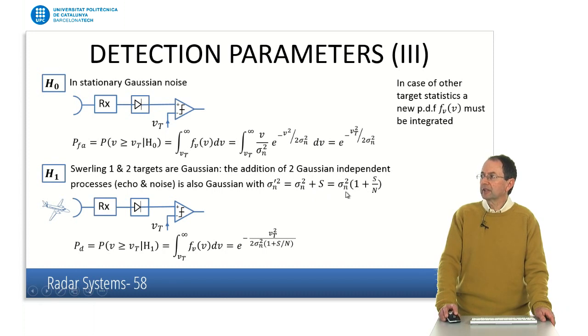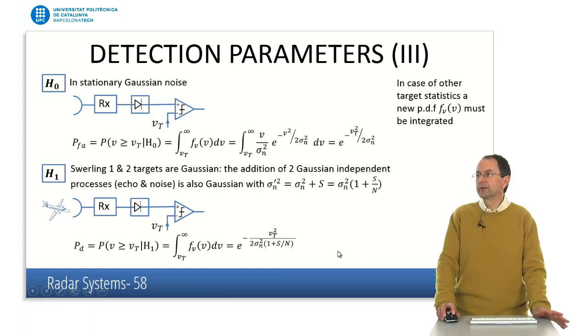This can be expressed with a term which takes into account the signal-to-noise ratio of the echo signal delivered by the target. So we get a similar expression, which contains the variance of the noise but also the signal-to-noise ratio. In this way, we can compute both the probability of false alarm and the probability of detection when the target is Swerling 1 or Swerling 2. If the target has a different statistic, then the calculation will be different.